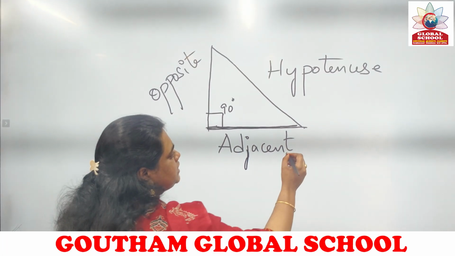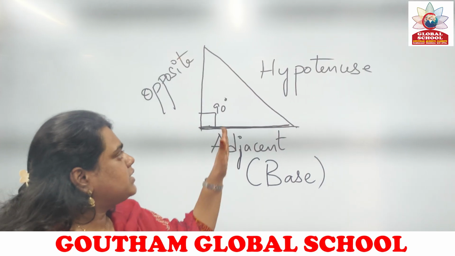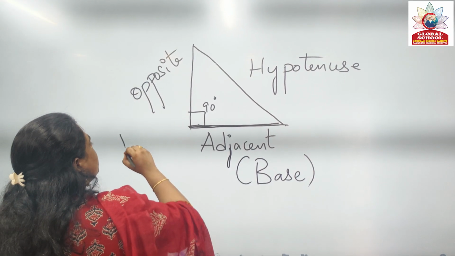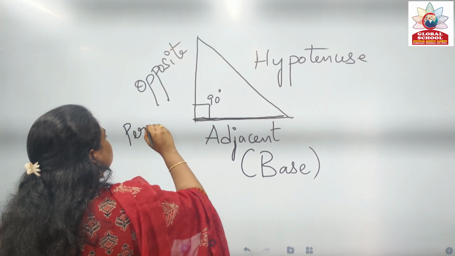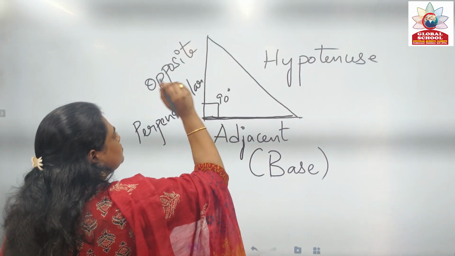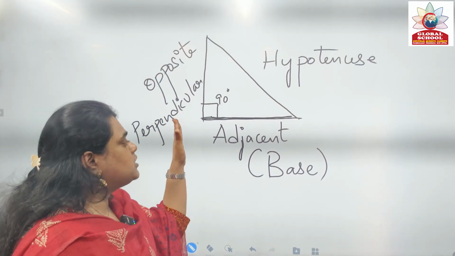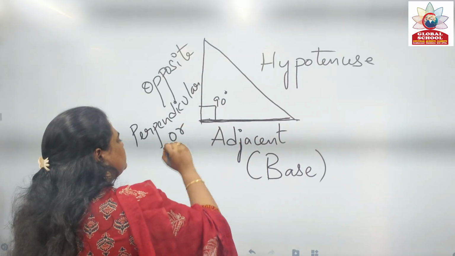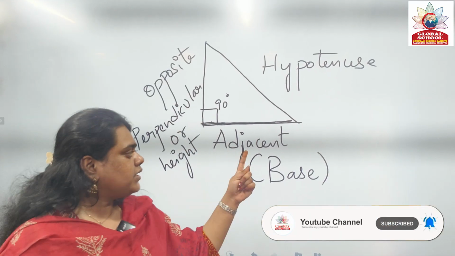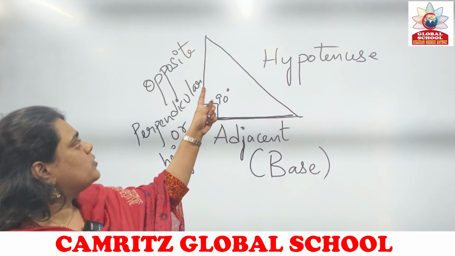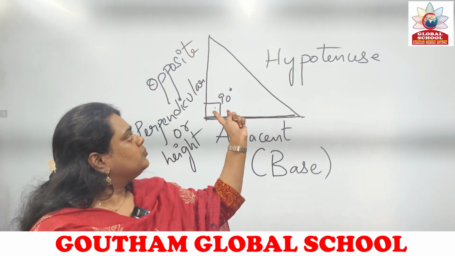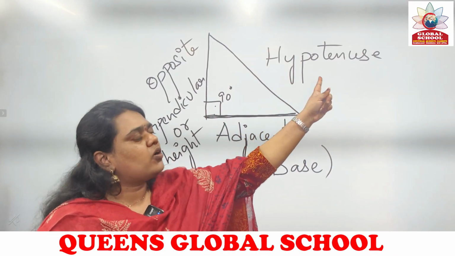You can call adjacent as base also, and opposite you can also call perpendicular or height. Adjacent can be termed as base, opposite can be termed as perpendicular or height, and the side opposite to the 90 degrees angle is called hypotenuse.